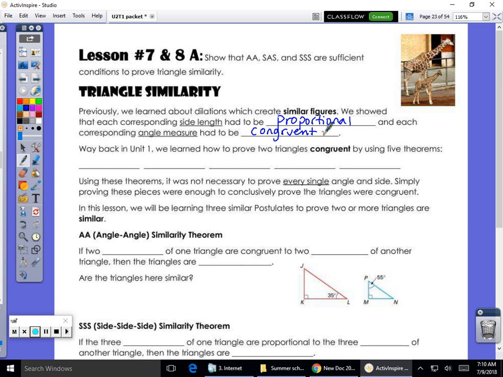Way back in Unit 1, we learned how to prove two triangles were congruent by using 5 theorems. Remember, we watched that little video: side, side, side; side, angle, side; angle, side, angle; angle, angle, side; and that last one, hypotenuse, leg, which is the one exception to the angle, side, side rule. Using these theorems, it was not necessary to prove every single angle and side. Simply proving these pieces, in most cases 3 pieces, was enough information to conclusively prove that the triangles were congruent.